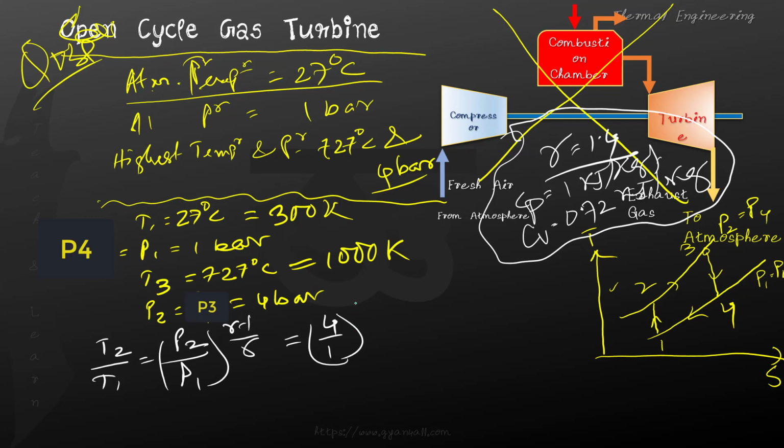So it will be what? (1.4 minus 1) divided by 1.4, so this is equal to 4 to the power 0.286 approximately.